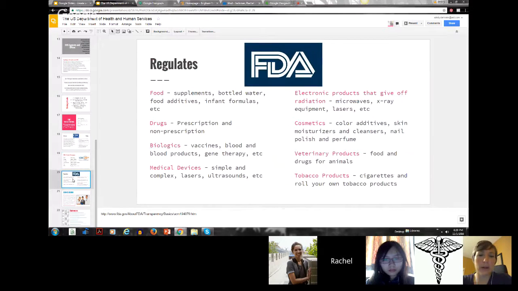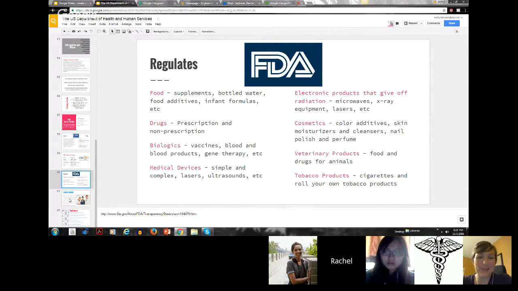The next group was the FDA, and some of the things that they regulate are food, which is not just food, but supplements, bottled water, food additives, and infant formulas. They do both prescription and non-prescription drugs. They regulate biologics, which are vaccines, blood and blood products, gene therapy, etc. Medical devices, simple and complex, down to tongue depressors. They make sure that those are safe.